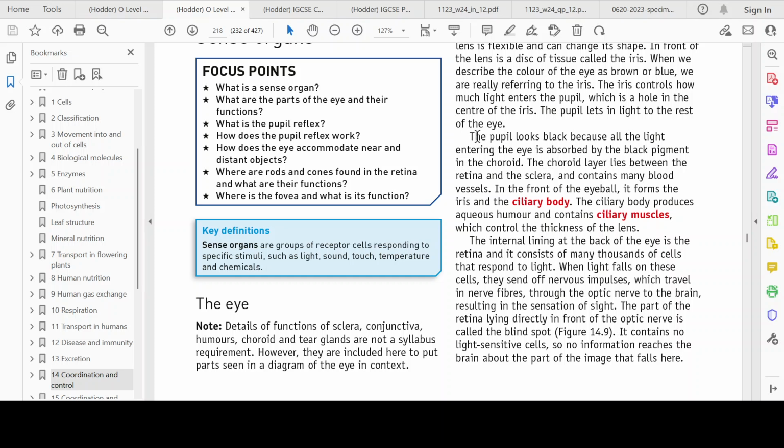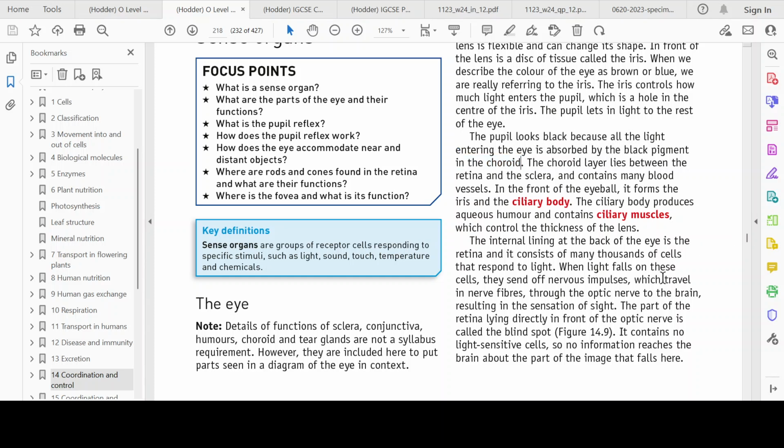An interesting thing over here is that the pupil looks black. Not the color of the eye, not the surrounding part. The pupil looks black because all the light entering the eye is absorbed by the black pigment in the part of the eye that's called the choroid.